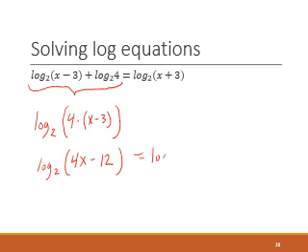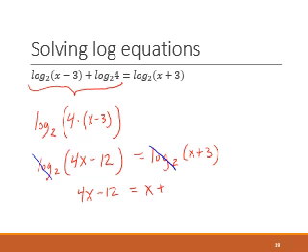Now you have a single logarithm that's equal to a single logarithm. Now you can use the one-to-one property, which basically says I can just ignore these logarithms. So if 4x minus 12 is equal to x plus 3, then that means 3x is equal to 15, or in other words, x is equal to 5.